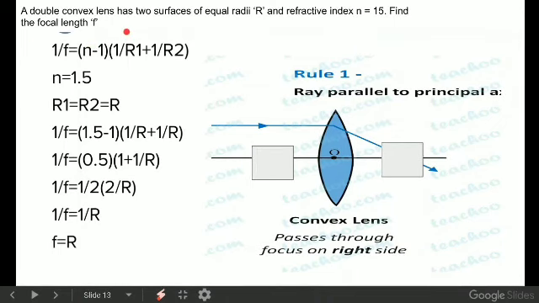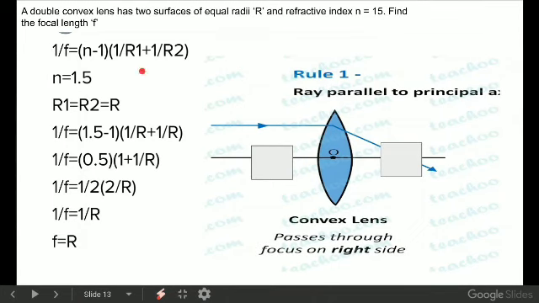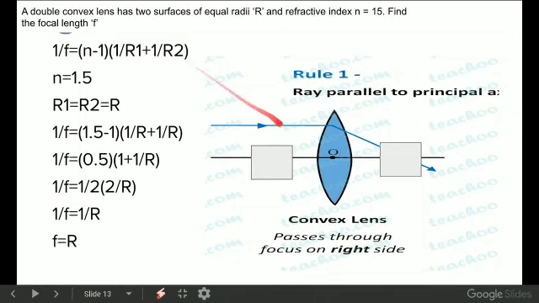Now you may be getting one doubt. The refractive index value we should always take positive only. It is not 15, it is 1.5, remember that. It may be a little bit of a printing mistake, but here the refractive index value is 1.5. Now, sir, R1, R2, which one should be taken positive? Should R1 be taken positive or negative, or R2 positive or negative?